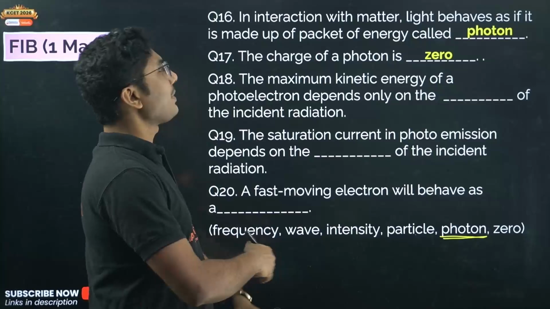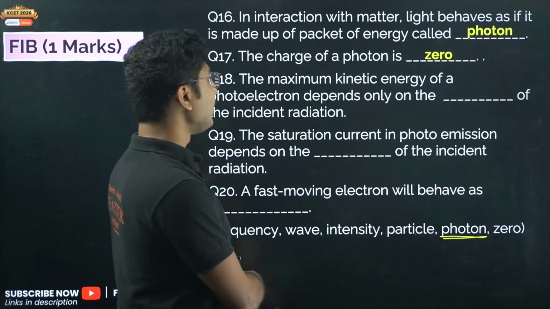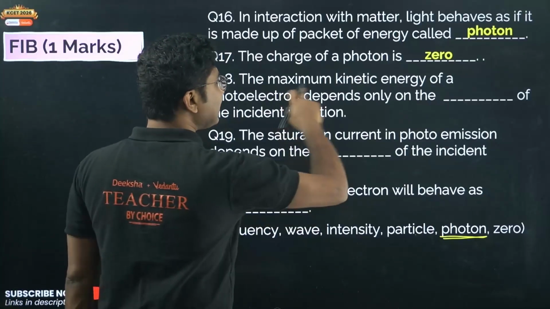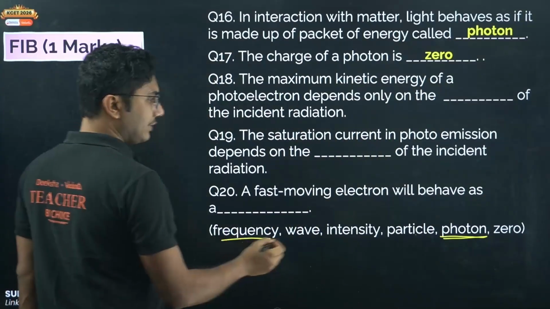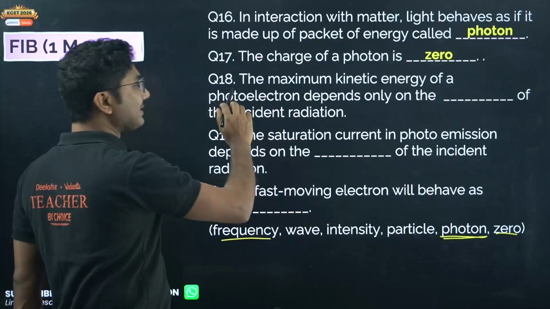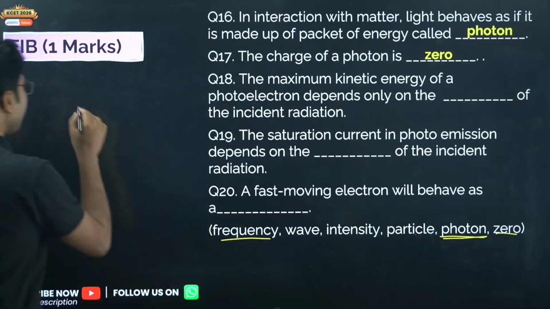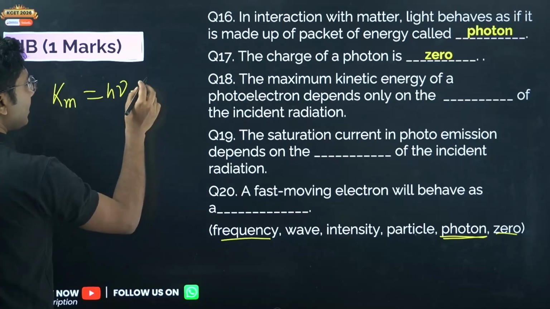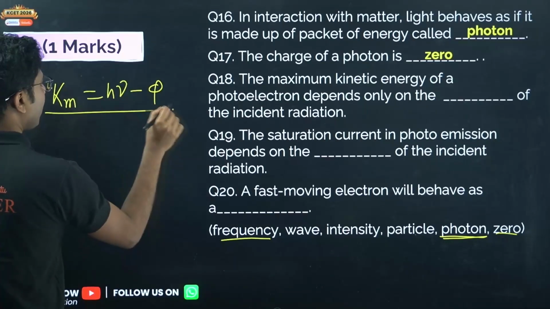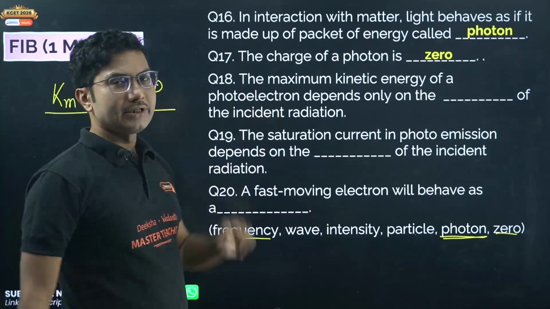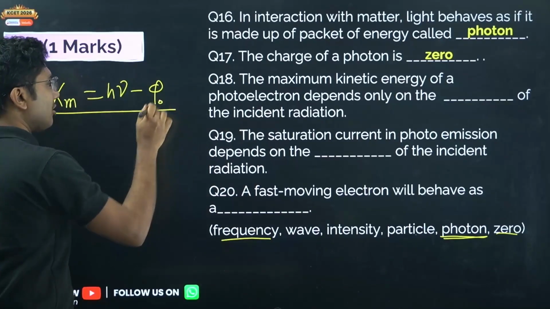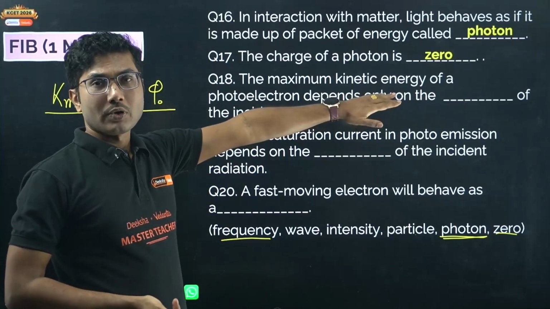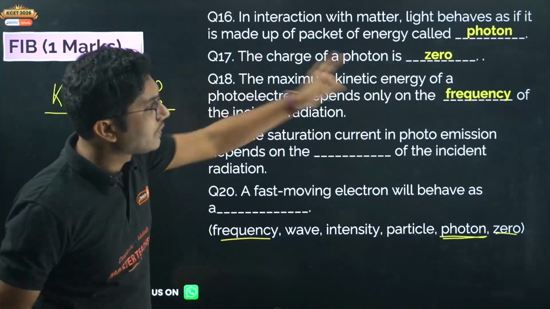Next, the maximum kinetic energy of a photoelectron depends only on the dash of the incident radiation. So the maximum kinetic energy depends on frequency. Again, the same equation, Kmax equals h nu minus phi. From here we can say that maximum kinetic energy depends on, in some cases we write phi naught, the frequency of the incident radiation. The answer will be frequency in this case.